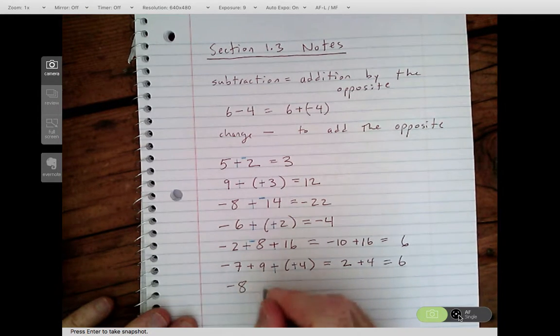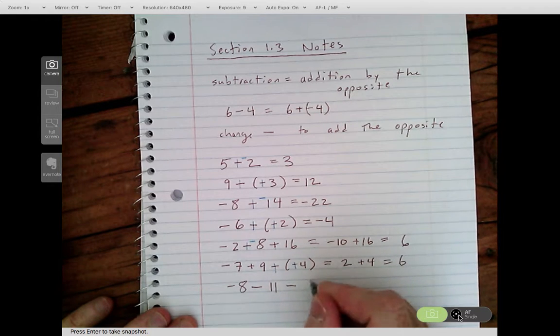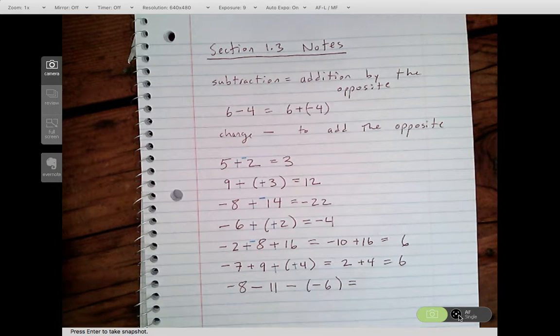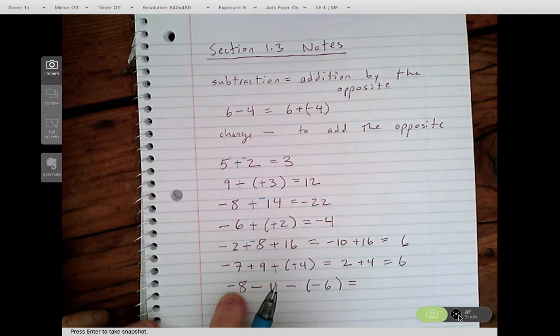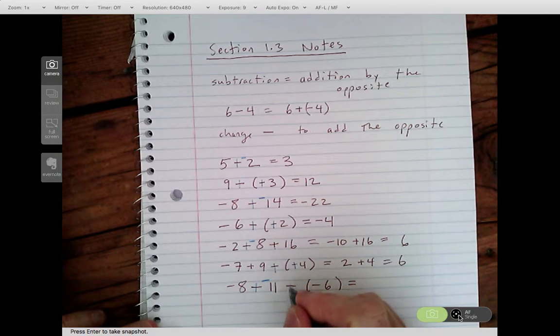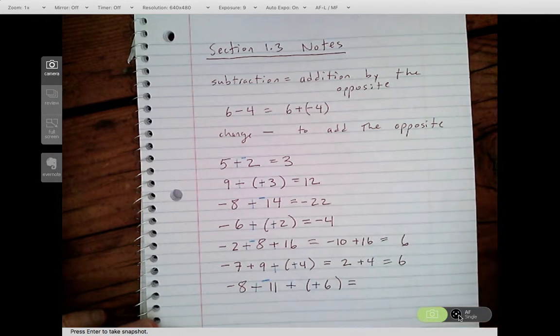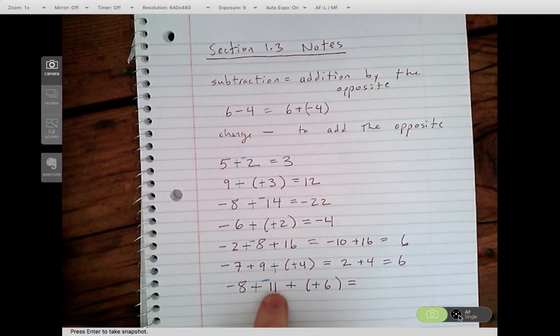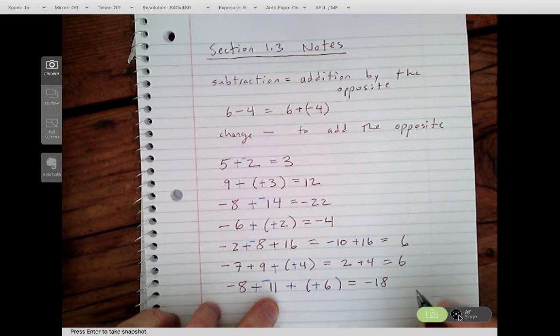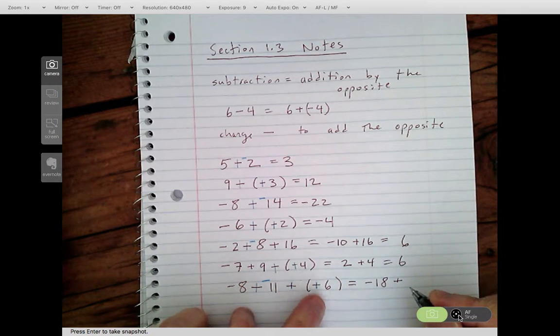So negative 8, take away 11, take away negative 6. Here we have two subtractions to change. So this guy again stays the same. That's a negative sign. We're leaving him alone. But here's a subtraction. Add the opposite. And here another subtraction. Add the opposite. So negative 8 plus negative 11 together, those make negative 18, adding them up and keeping the sign. Plus, again, we don't have to write two pluses together if we're adding a positive. That's just going to be plus 6.